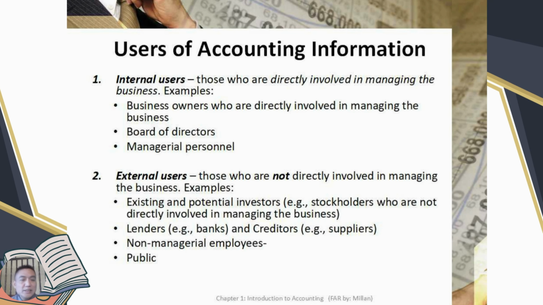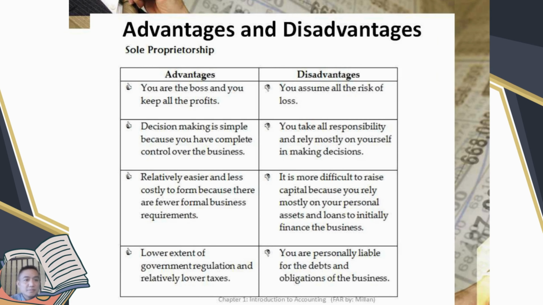So, users of accounting information. Internal users are those who are directly involved in managing the business. Examples are business owners who are directly involved in managing the business, the board of directors, and managerial personnel. External users are those who are not directly involved in managing the business. Examples are lenders, suppliers, creditors, and others who are not directly involved in managing the business.